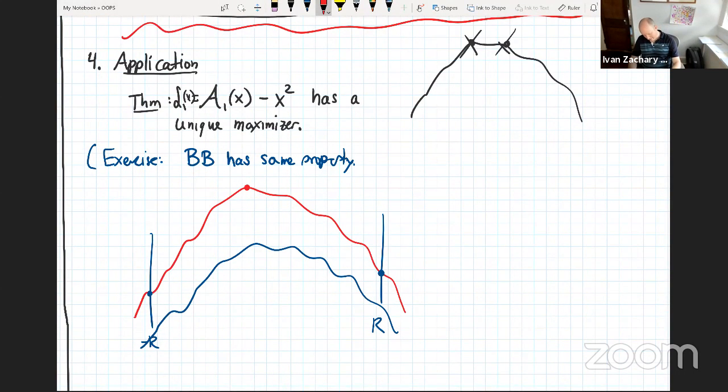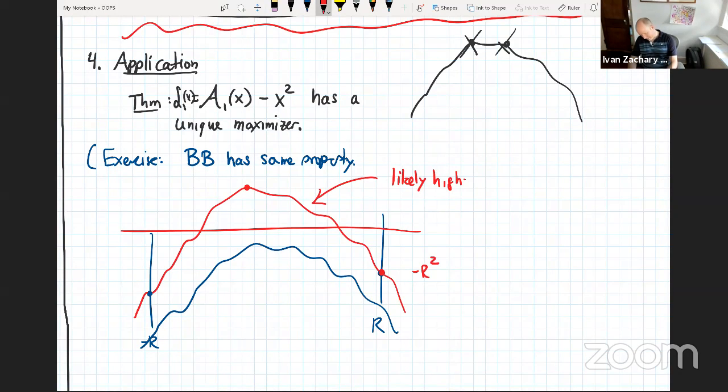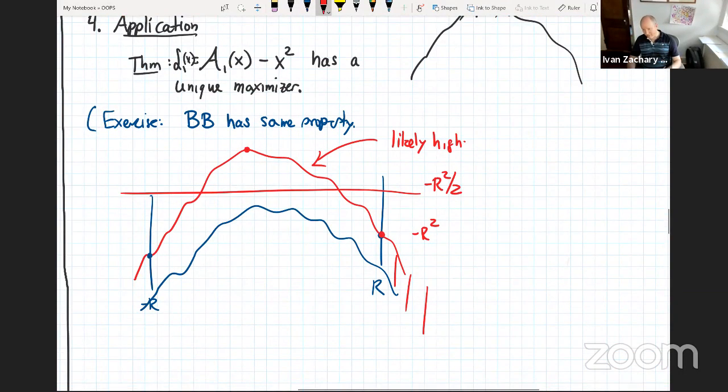One is you need to show that you're likely to be fairly high in the middle. So let's say the height of a parabola here would be like minus r squared. I want to be at least above minus r squared over 2. So somewhere in between, I should be at least minus r squared over 2, which seems like it should happen. That's quite likely. And then to the right, I want to argue that I never get above minus r squared over 2. And the argument can go in the following way.